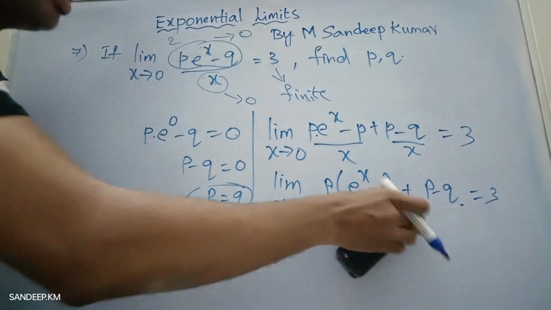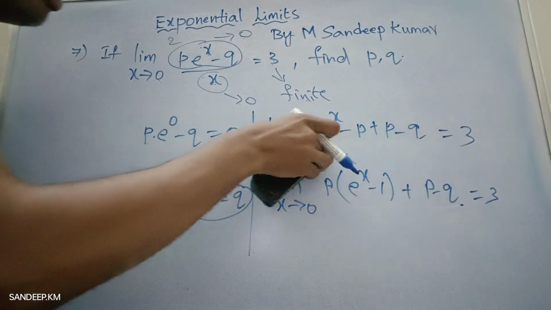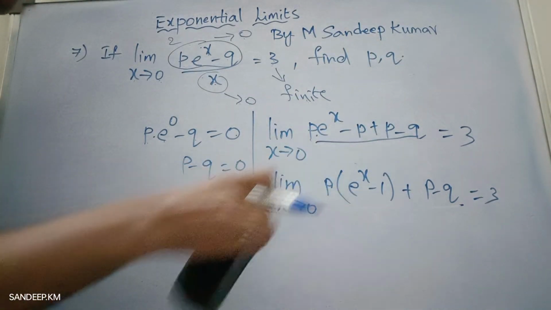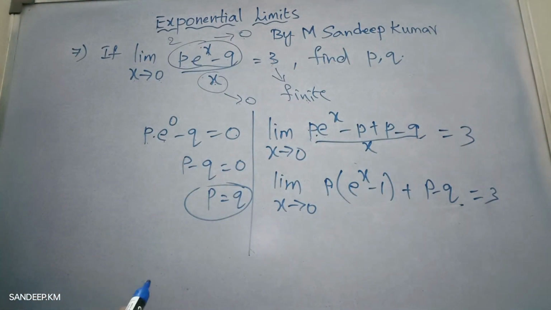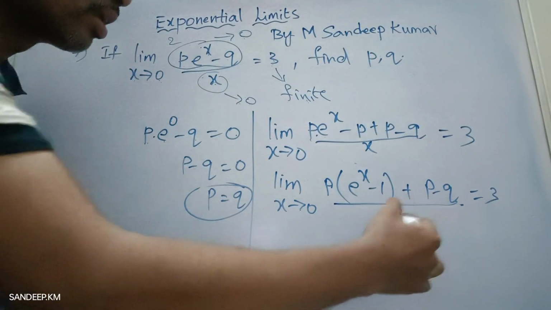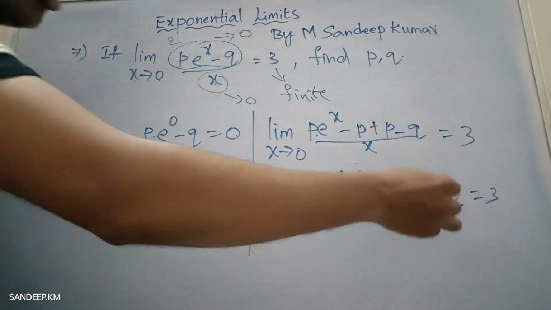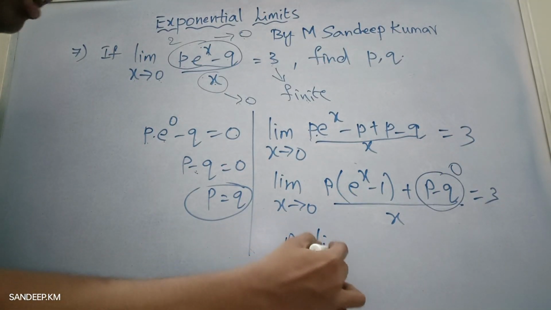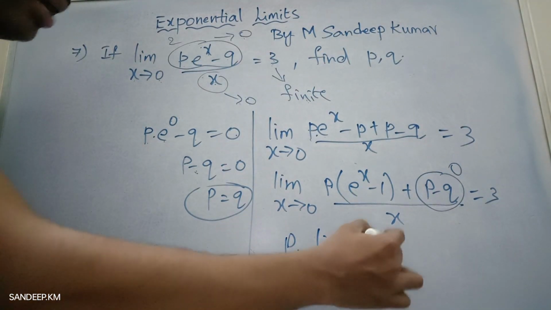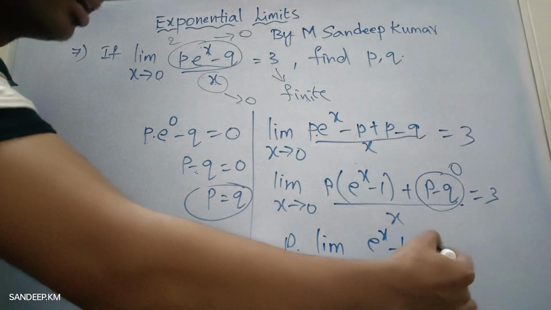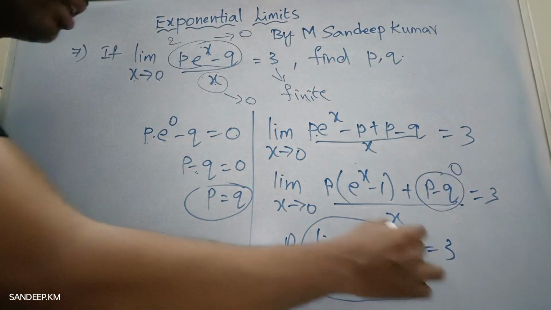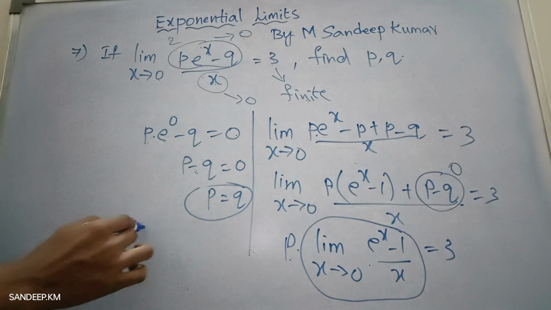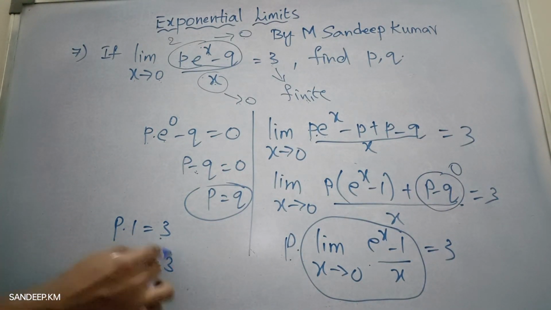Let me have this as a common denominator instead of separating. So as we have observed that p minus q is 0, you substitute 0 here. And the question becomes what? If p comes outside, limit x approaches 0, e power x minus 1 divided by x equal to 3. And the value of this limit is 1. So p into 1 will be equal to 3. Therefore, p is equal to 3.